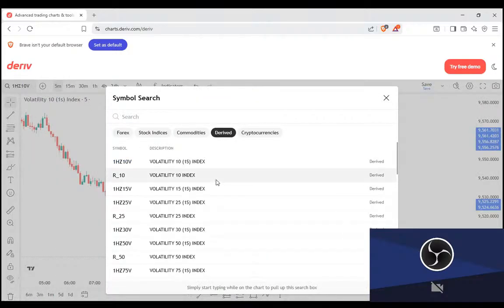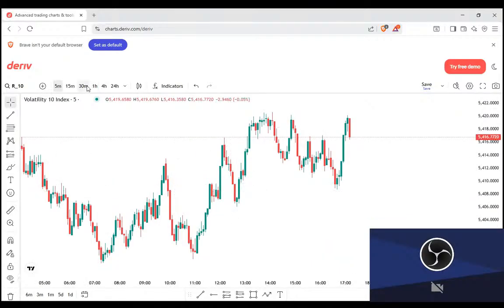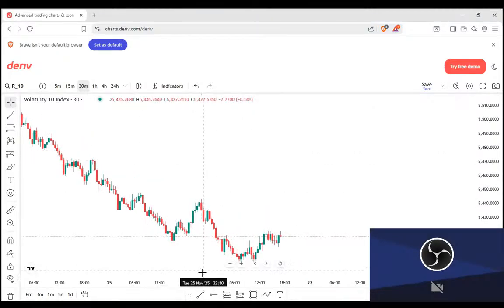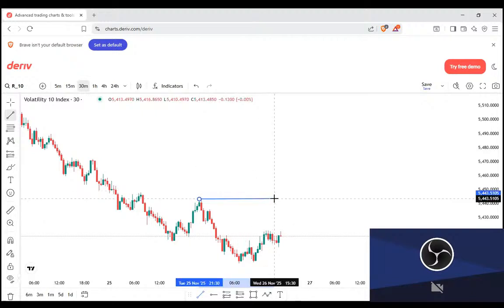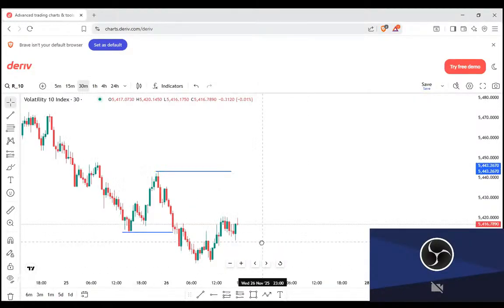Price has been swinging bearish ever since. And we'll go down to the 30 minutes time frame on the Volatility 10 Index. On the 30 minutes time frame, you notice price has been bearish after creating this high, which is at 5443.2670, and then this is the lowest point that price broke, which is at 5412.8334, and then price went all the way to this low.